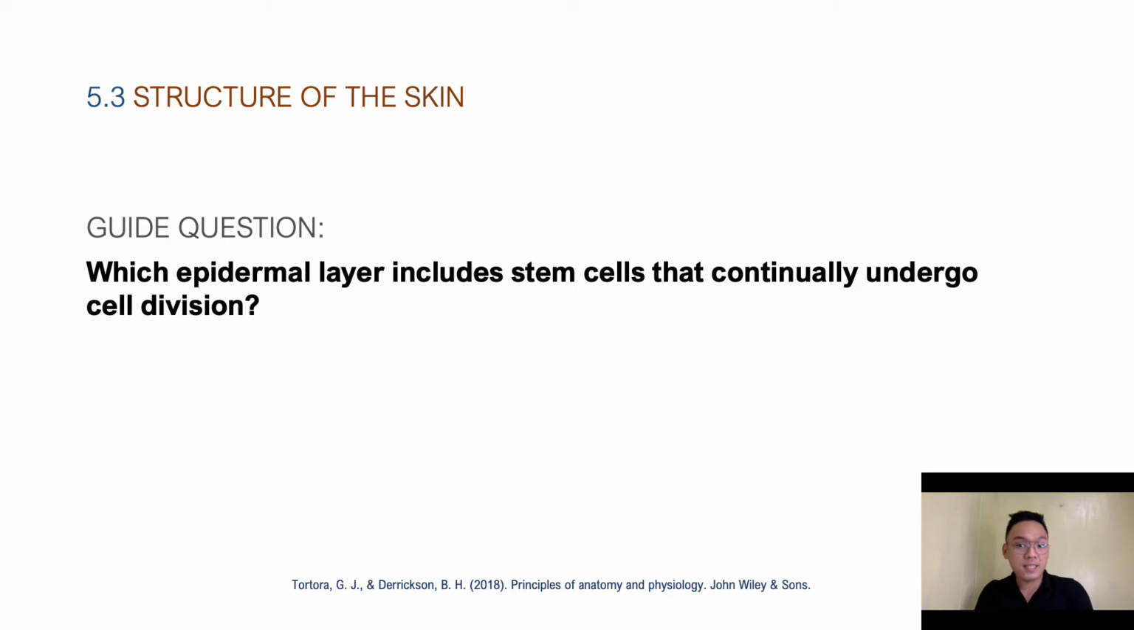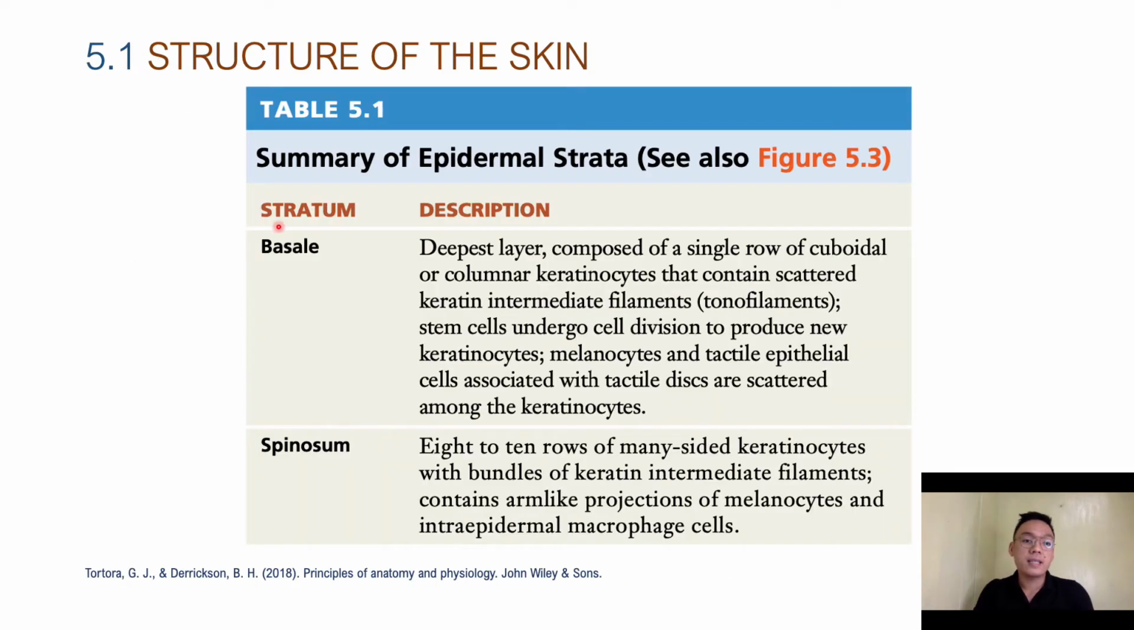Very good. It's the stratum basale. This is the layer of your epidermis with stem cells that continually undergo cell division, the borderline between your epidermis and the dermis. So again, using this Table 5.1, we are trying to make a summary of your epidermal strata. For the deepest layer, it's composed of a single row of cuboidal or columnar keratinocytes that contains scattered keratin intermediate filaments. We call them tonofilaments.